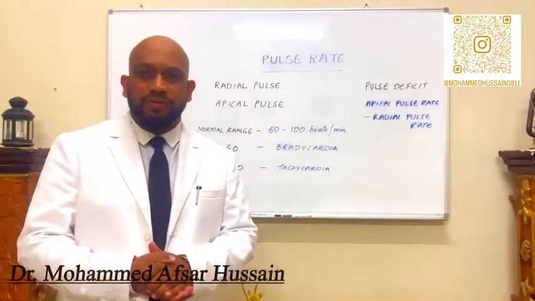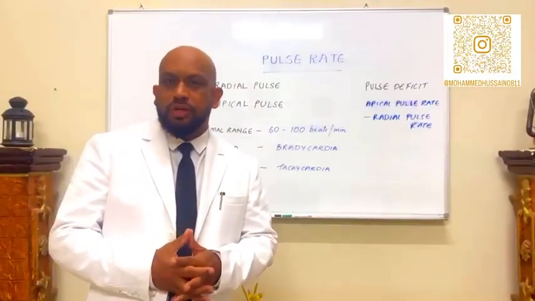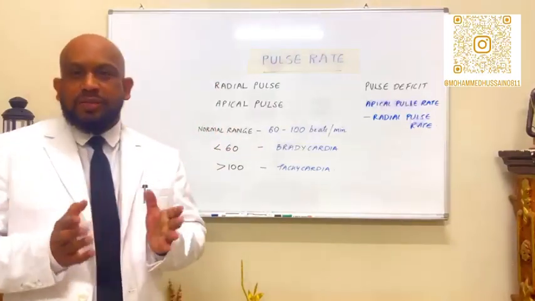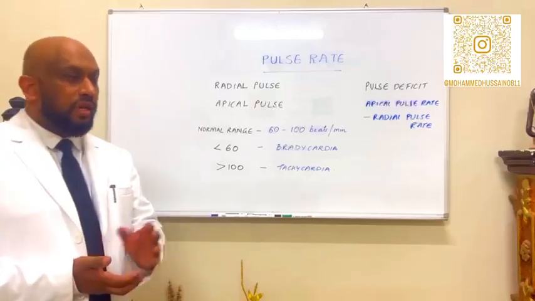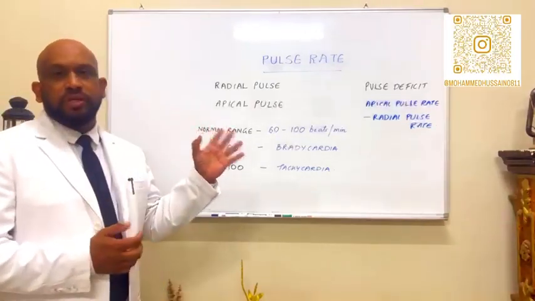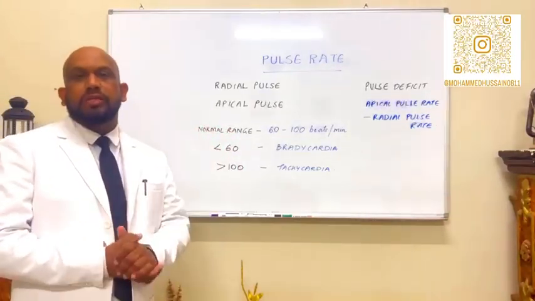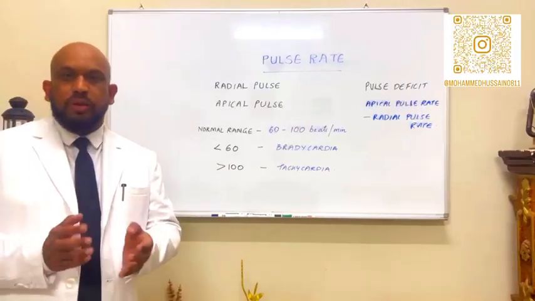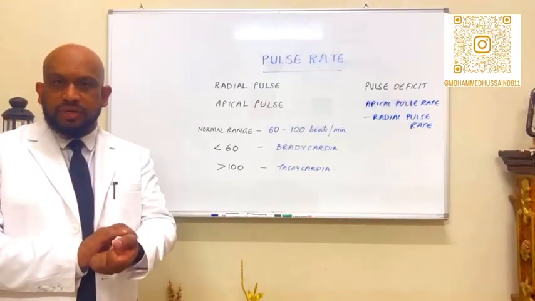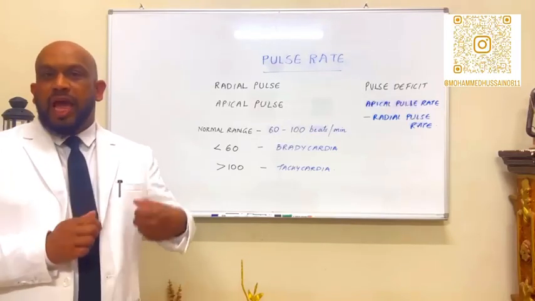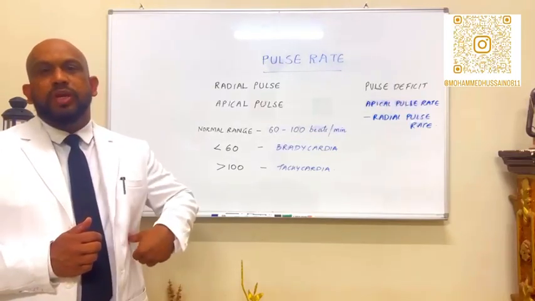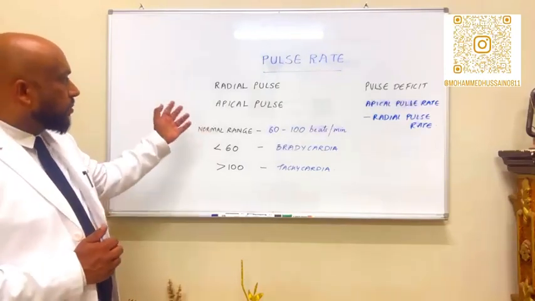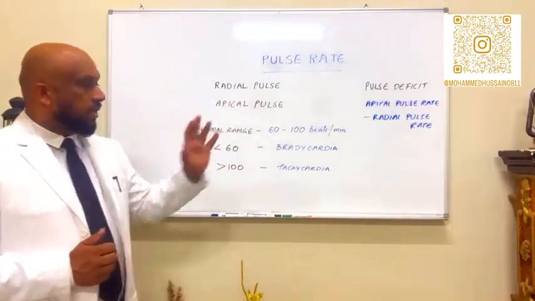This is Dr. Hussain, and in today's short video we'll be discussing pulse rate. As a medical professional, we need to know how to measure or calculate the pulse rate. Pulse rate measurement can be done in two ways. One is from the radial artery, that is the radial pulse, and to confirm further, we can also auscultate it through the apical pulse. So remember two ways: radial pulse and apical pulse.